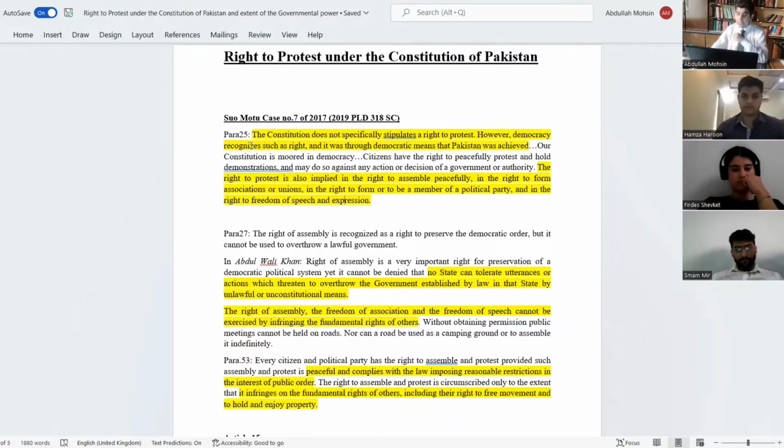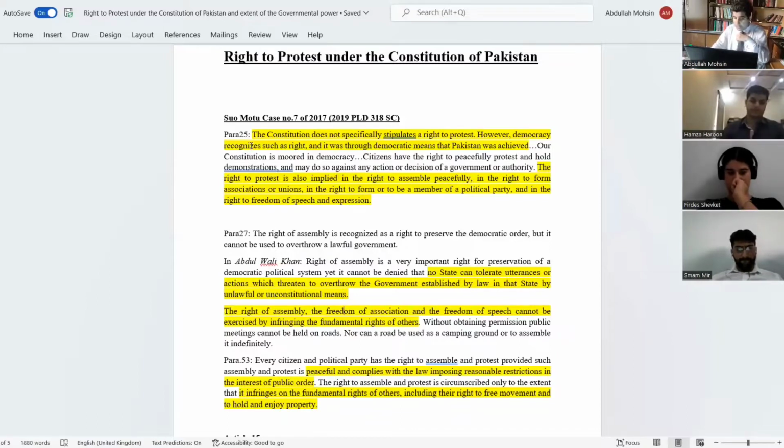of speech and expression. The court also quoted an earlier judgment, the Abdul Wali Khan case, where it was held that the right of assembly is a very important right for preservation of the democratic political system, yet it cannot be denied that no state can tolerate utterances or actions which threaten to overthrow the government established by law in that state by unlawful or unconstitutional means.